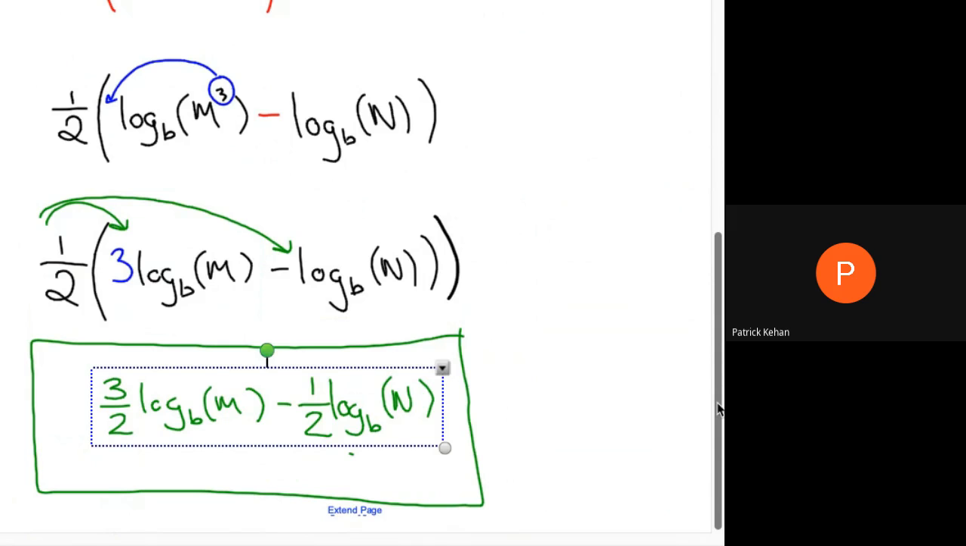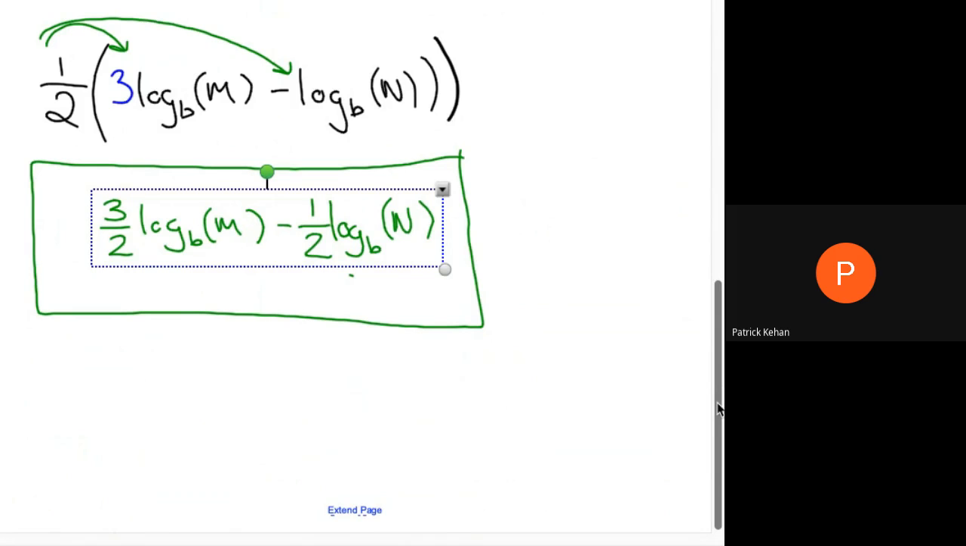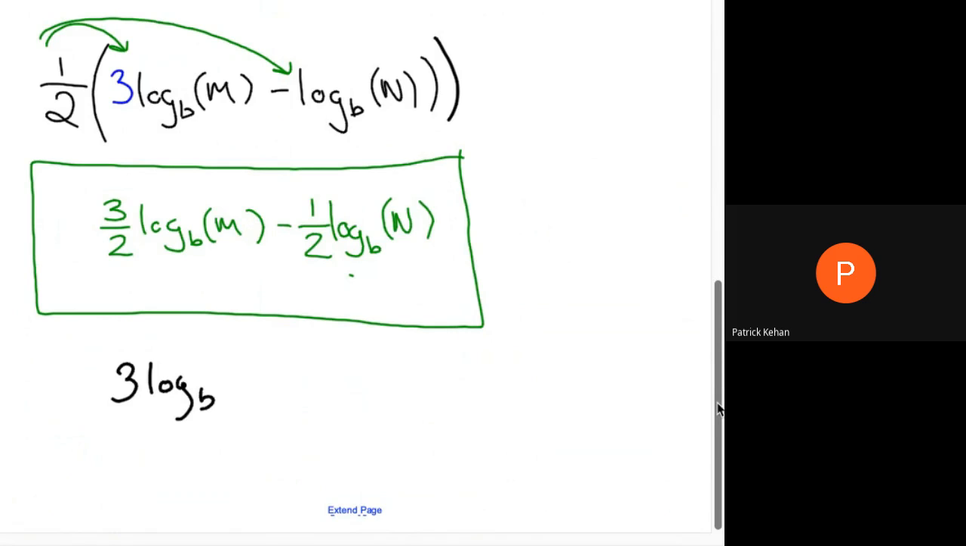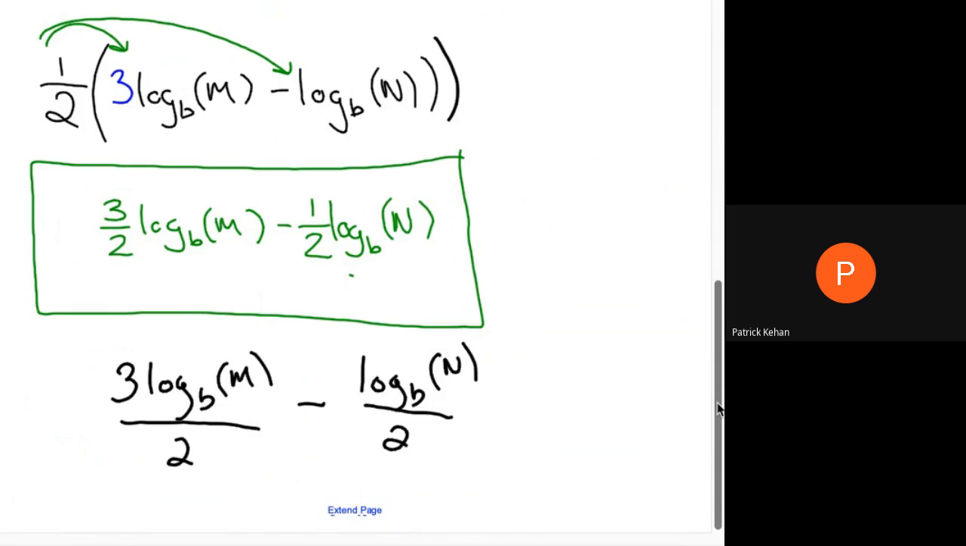Now, sometimes this expression may be written this way, 3 log base b of m over 2 minus log base b of n over 2. That division by 2 is the same as that multiplication by 1/2. But this answer here in the green box is perfect.